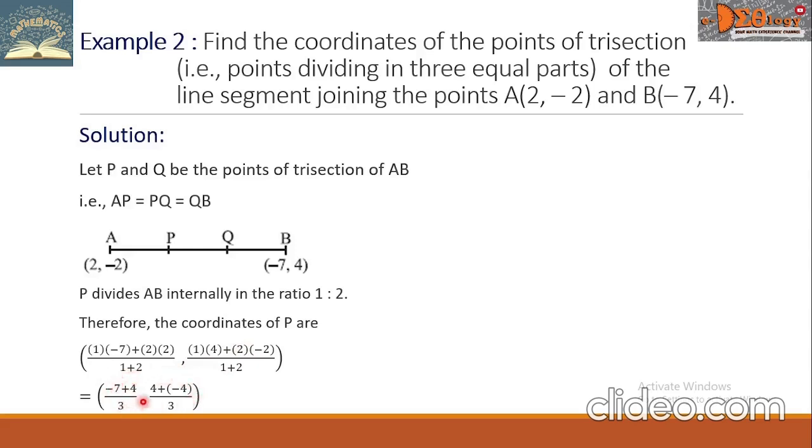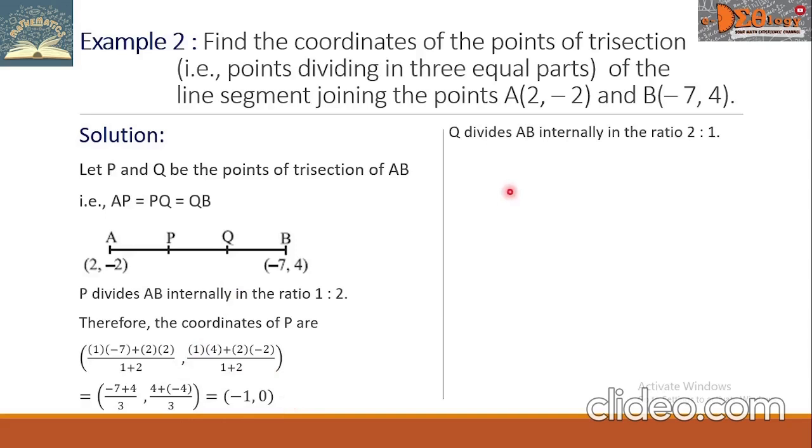We simplify the X coordinate. Negative 7 plus 4 is negative 3. Divide by 3, that is now negative 1. For the Y coordinate, 4 plus negative 4 is 0. Divide by 3 is 0. So this is our coordinates of P.